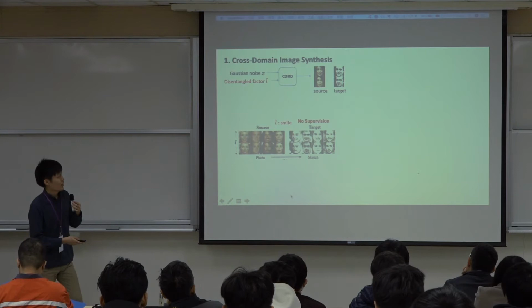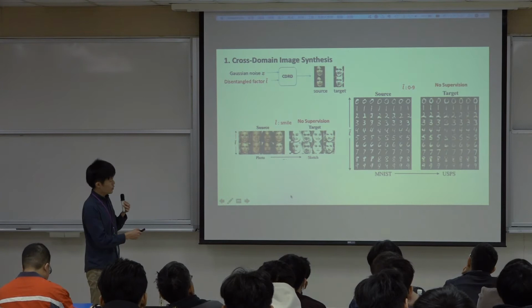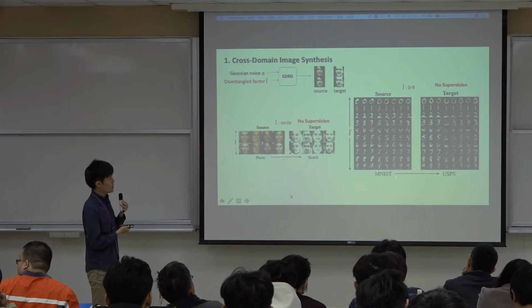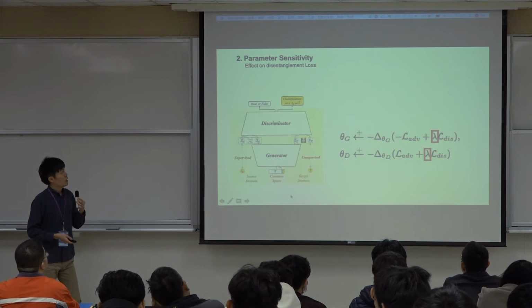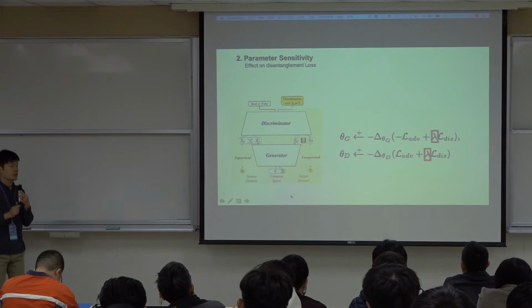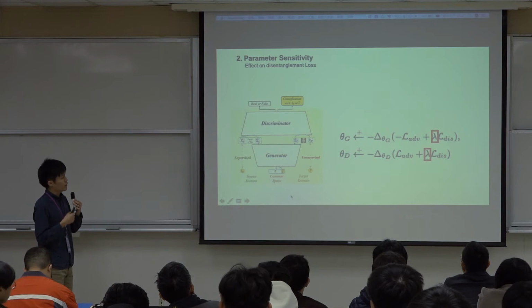Okay. And actually, there are two different domain data, the digit data is different. One is MNIST, the other one is USPS. Even without any supervision, we can also disentangle in the unsupervised domain. In the next test, we try to verify that the disentangle loss is very crucial for our model. So we alter this parameter of the disentangle loss from 0 to 1 in this video.